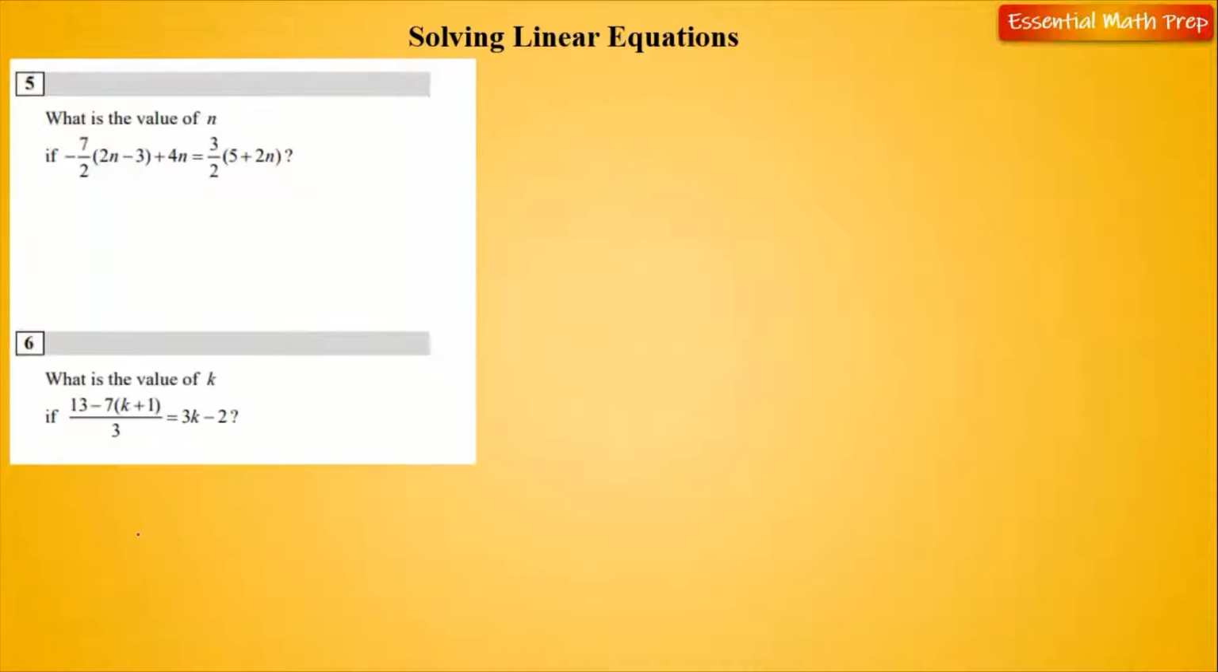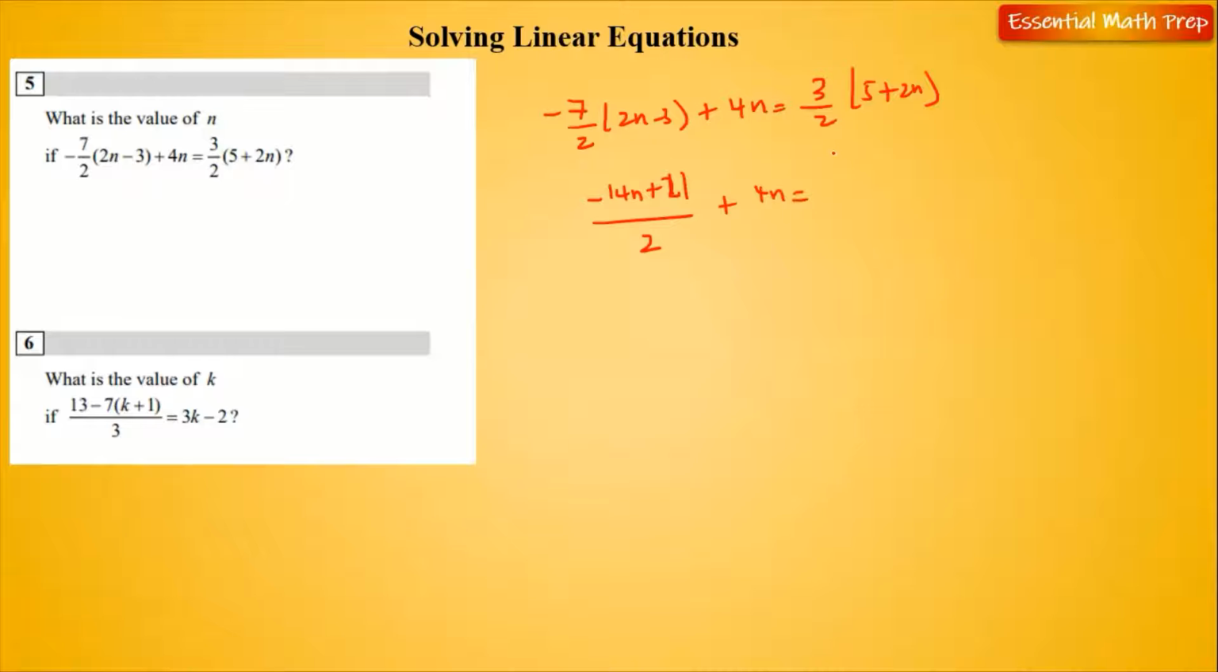Okay. What's the value of n given this large expression? Negative 7 over 2 times (2n minus 3) plus 4n equals 3 over 2 times (5 plus 2n). Again, you have to simplify the equation one step at a time. I would actually prefer to simplify this first before I do anything else. So it'll be (negative 14n plus 21) over 2 plus 4n equals (15 plus 6n) over 2, right?